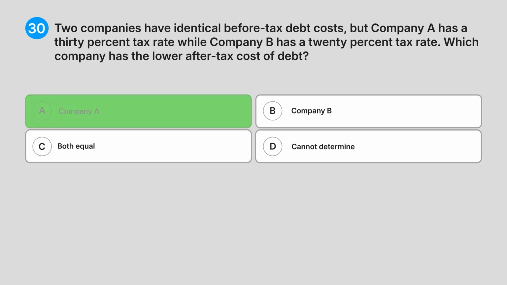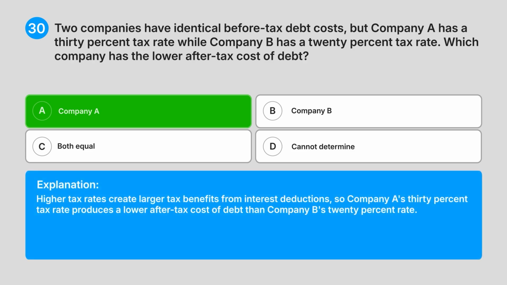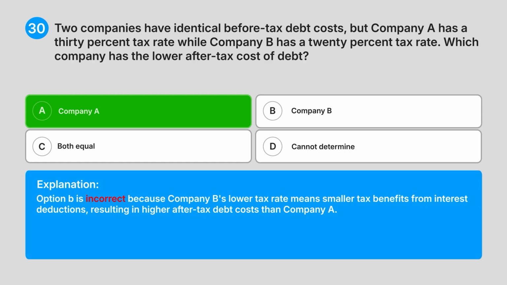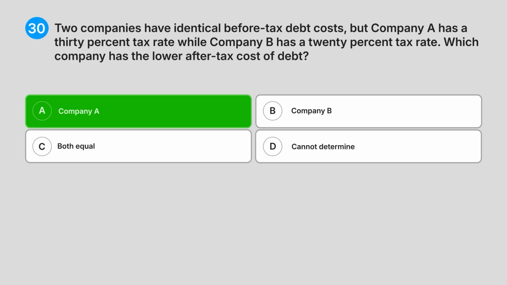Correct answer, A. Company A. Explanation. Option A is correct because higher tax rates create larger tax benefits from interest deductions, so Company A's 30% tax rate produces a lower after-tax cost of debt than Company B's 20% rate. Option B is incorrect because Company B's lower tax rate means smaller tax benefits from interest deductions, resulting in higher after-tax debt costs than Company A.